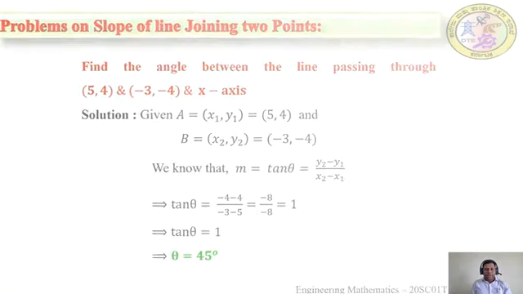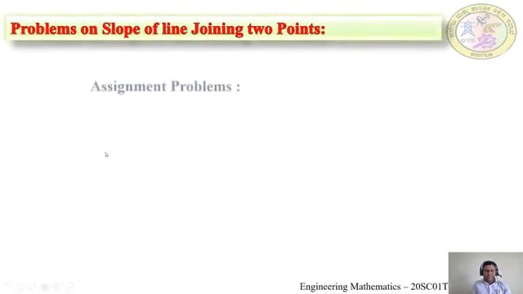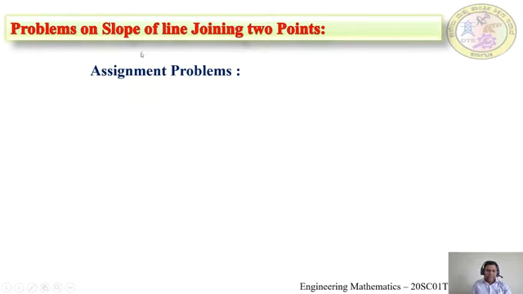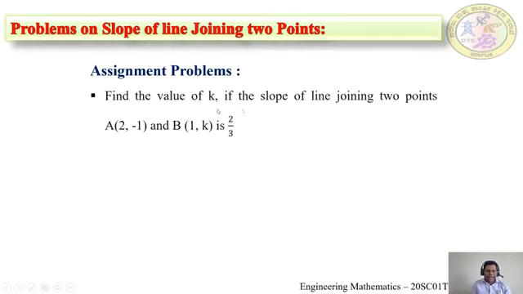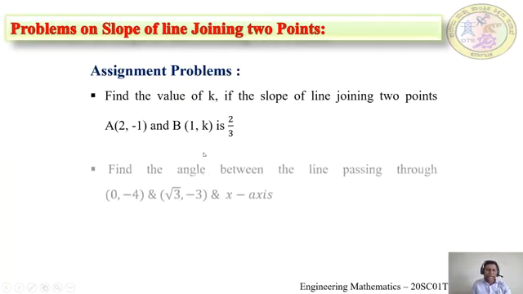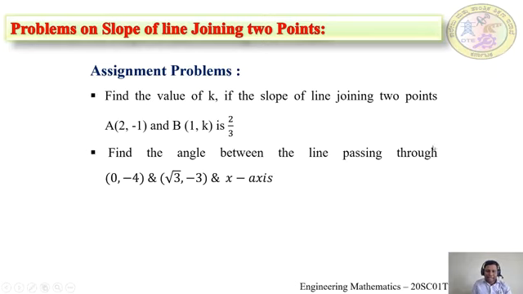Okay, now we will move on to the next concept. But before that, on problems on slope of line joining two points, I have given some assignment problems here, on the session we did today. This is related to the first problem. There we said find the value of x, here we say find the value of k. They are given the slope is 2/3 and two points. Use the same formula, substitute x2, y2, x1, y1, put 2/3 in place of the slope, cross multiply, and find the value of k.